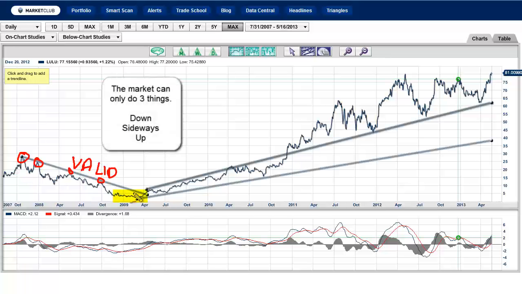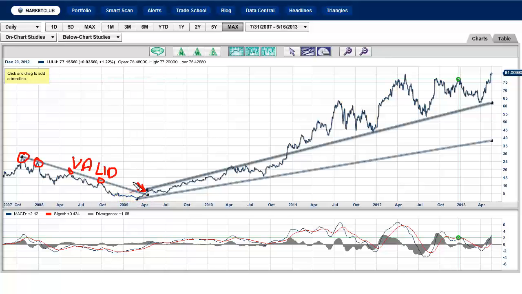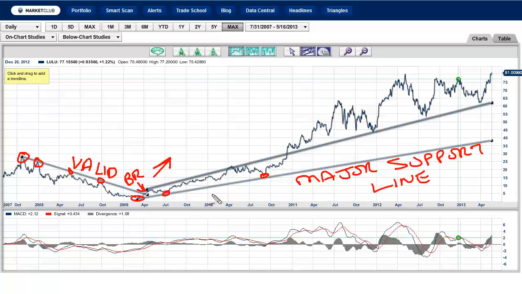So we've seen the downtrend here. The market has a little bit of sideways action and then breaks out to the upside. Boom, and the trend starts moving higher. You can see boom, boom, boom, boom, boom. Okay, so we are then able to draw a supporting trend line, and we call this a major support. This is a major support line.